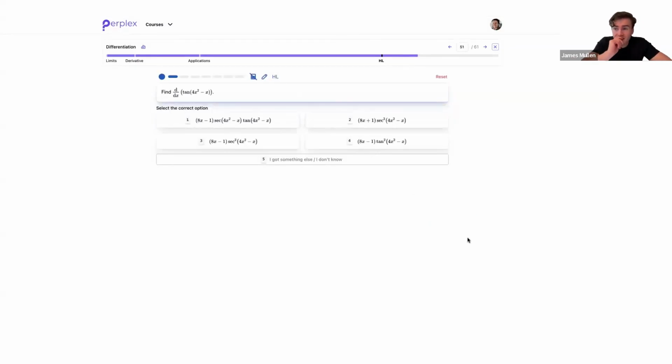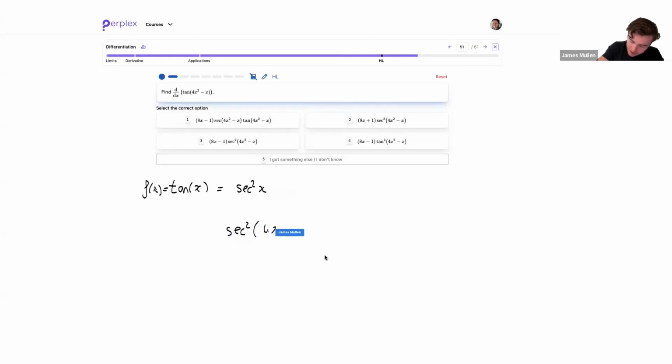Okay, I'm going to give you a second to do this one. Now, the derivative of tan of 4x squared minus x. Okay, so I have to use the chain rule here. I know that if I have f of x is equal to tan x, then its derivative is secant squared of x. So the derivative I'm going to have here is going to be secant squared of 4x squared minus x times the derivative of 4x squared minus x, which is equal to sec squared of 4x squared minus x, minus x.